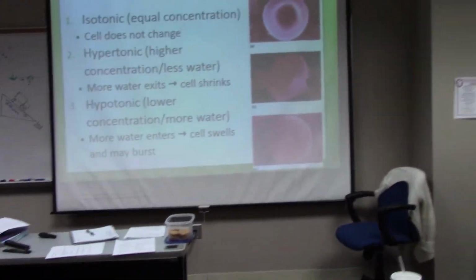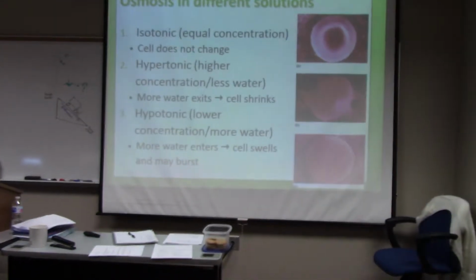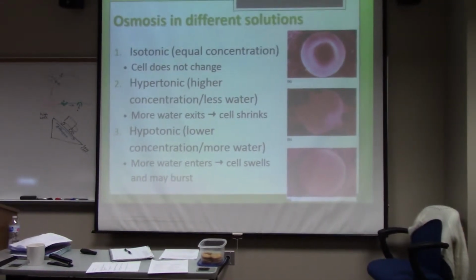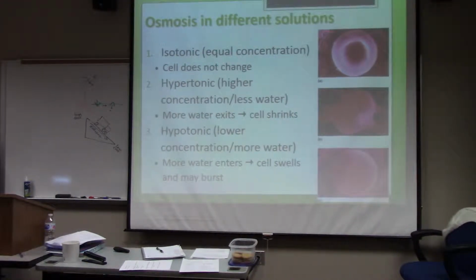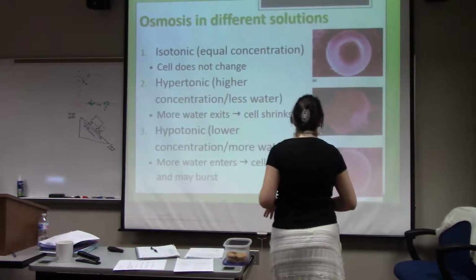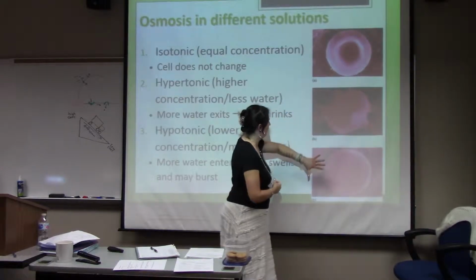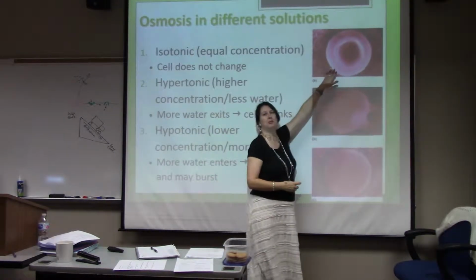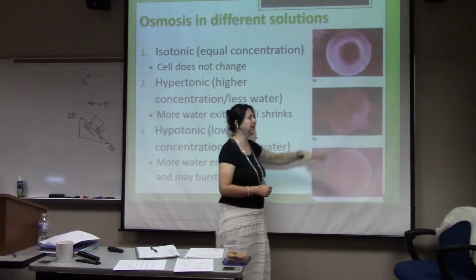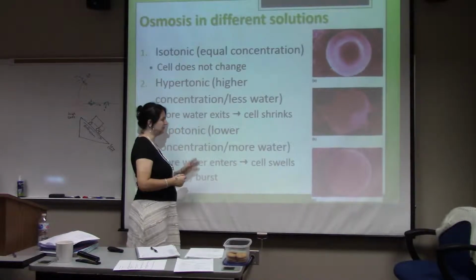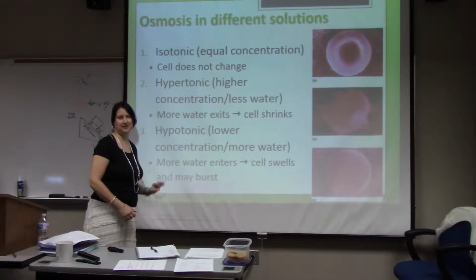If I had the eggs ready, we were going to do this in lab, but unfortunately the eggs did not get going in time, so we're going to have to save that till next week. But you can see here on these red blood cells, this is the normal shape. Here is the shrunken one in the hypertonic solution. Here's the swollen one in the hypotonic solution.